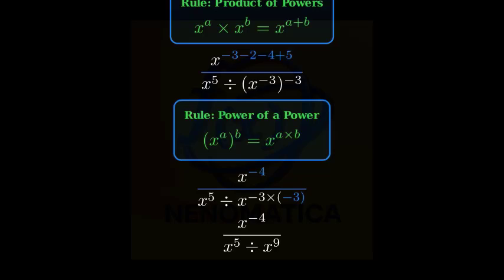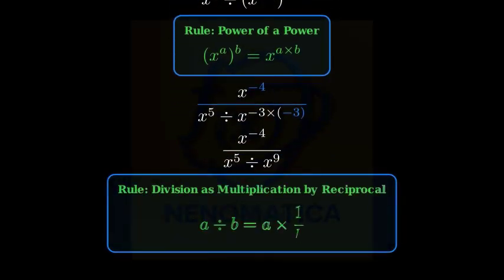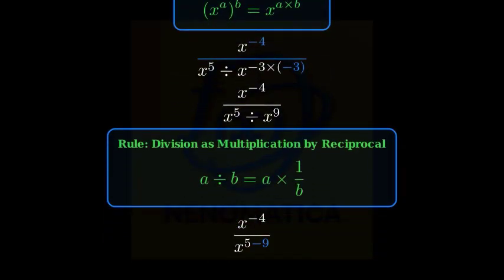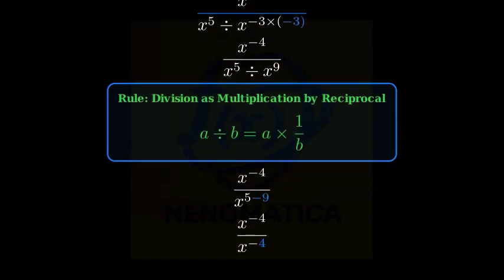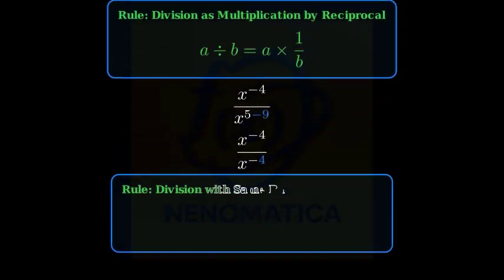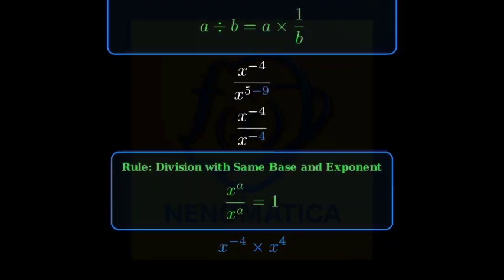Now, remember that division by a power means multiplying by its reciprocal. So x to the 5 divided by x to the 9 is the same as x to the 5 times x to the power of negative 9. Simplifying the expression in the denominator, 5 minus 9 equals negative 4. Notice that we now have x to the negative 4 in both the numerator and denominator. When dividing by the same base with same exponents, the result is 1.